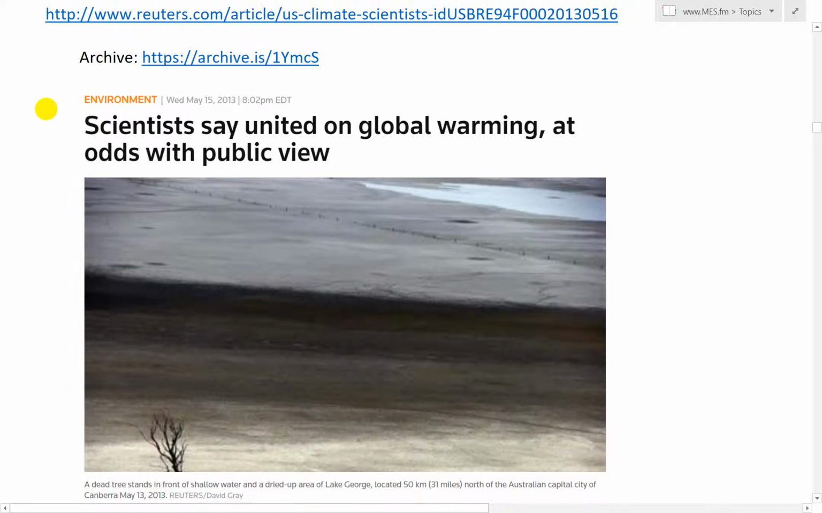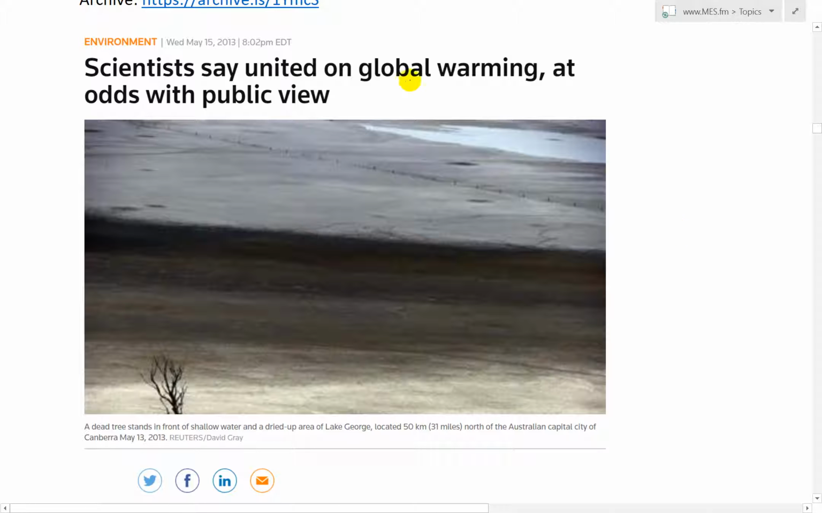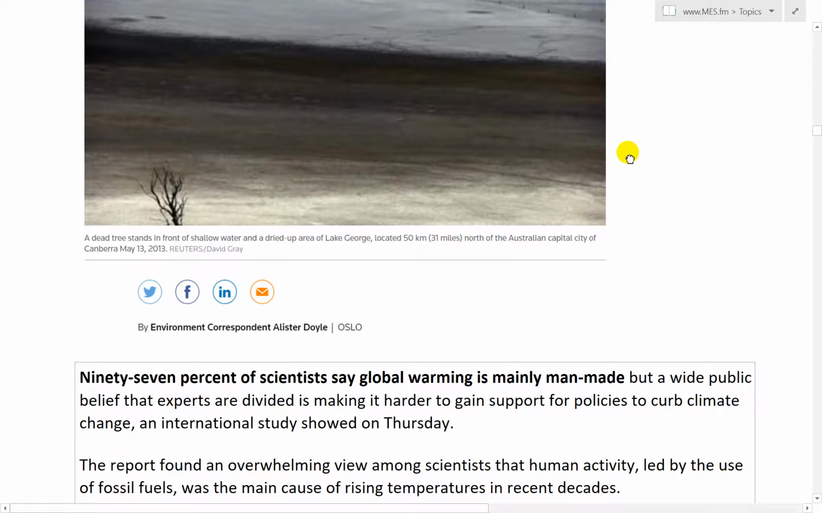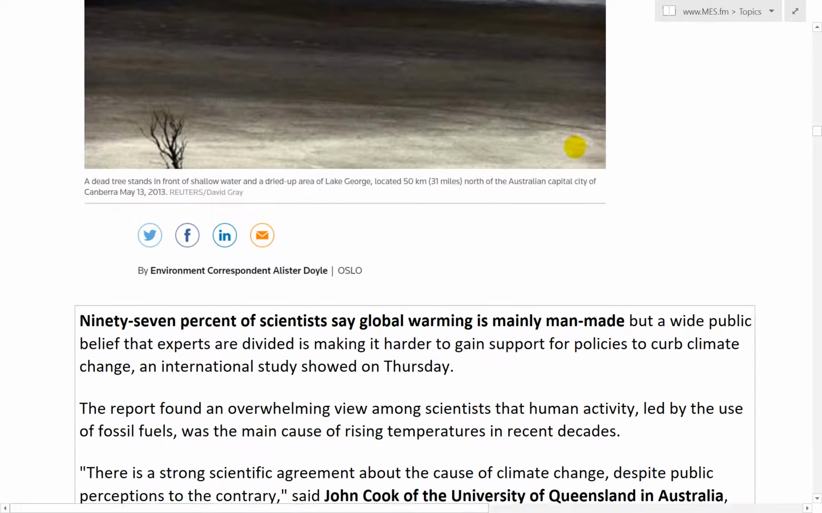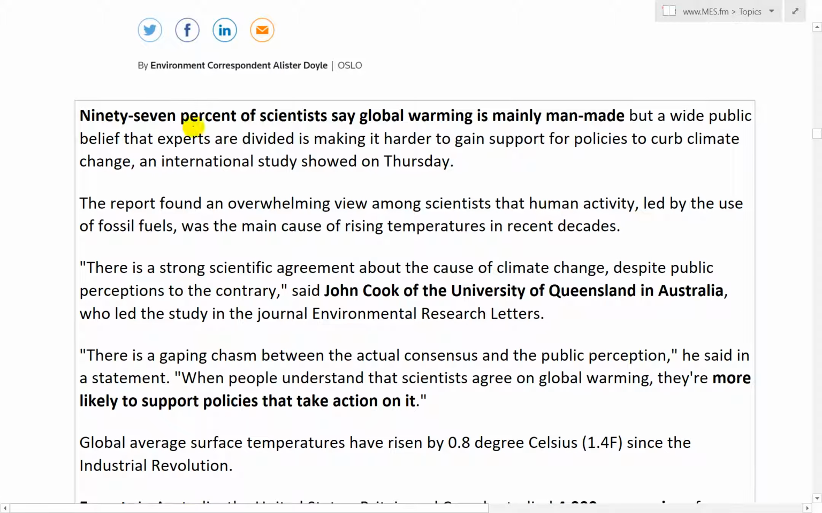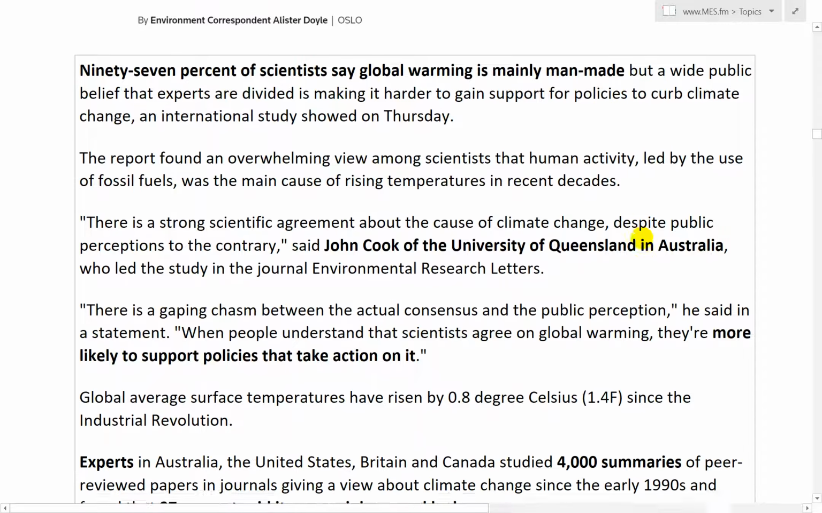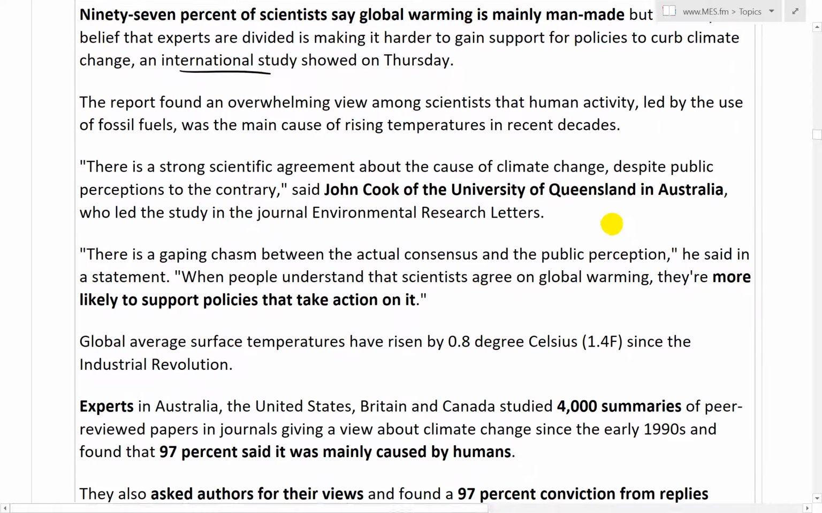So now if you go to that article, that's here from May 2013. Scientists say united on global warming at odds with public view. There's a photo of a dead tree standing in front of shallow water. Yeah, I'm not going to that. Environment correspondent Alister Doyle. If you go through the article, it says 97% of scientists say global warming is mainly man-made, but a wide public belief that experts are divided is making it harder to gain support for policies to curb climate change, an international study showed on Thursday.